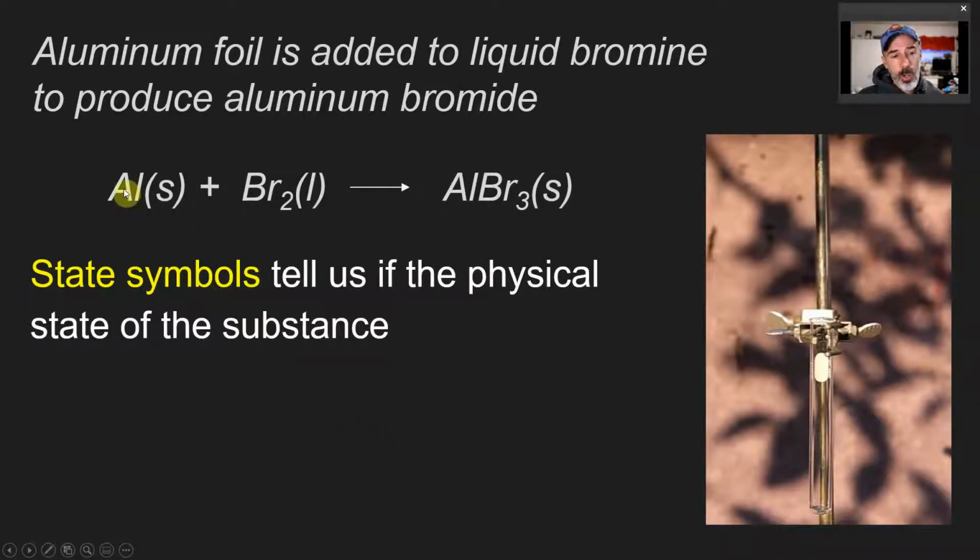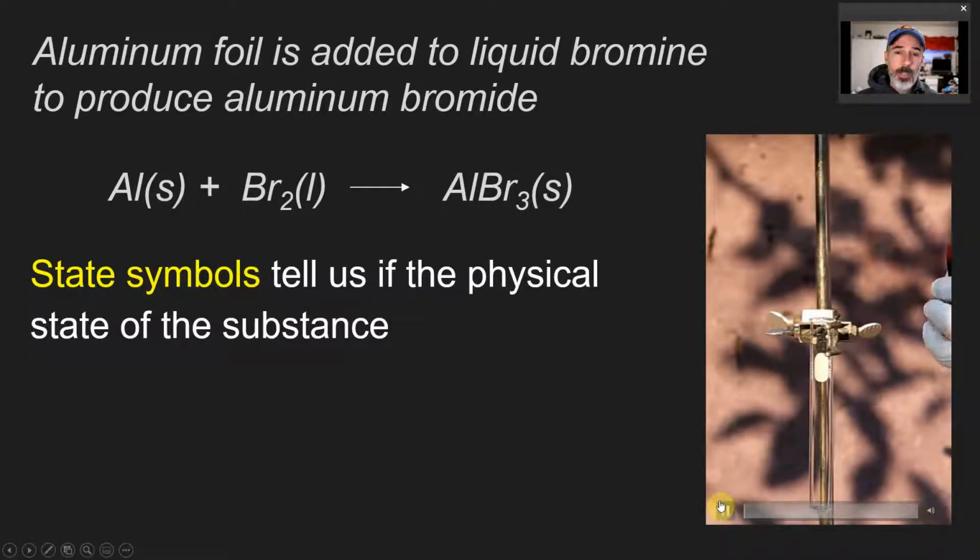Now I think you know that the aluminum, the bromine, and the aluminum bromide are the chemical formulas for those chemicals, and we know how to write them, checking charges and all that kind of stuff. But what about the s, the l, and the s? Those are referred to as state symbols. I might say to you, be sure to include state symbols on an equation. Those describe the physical state of that substance, and they're not complex.